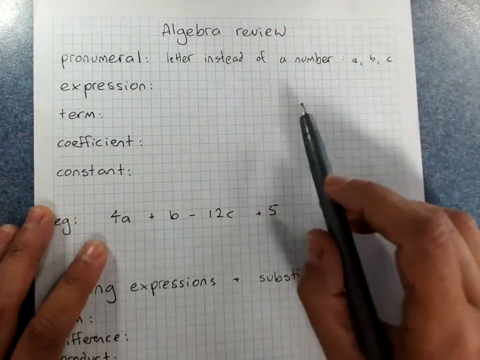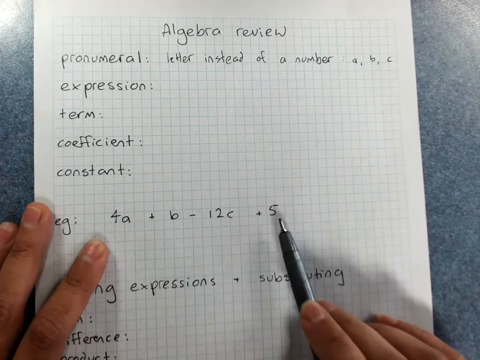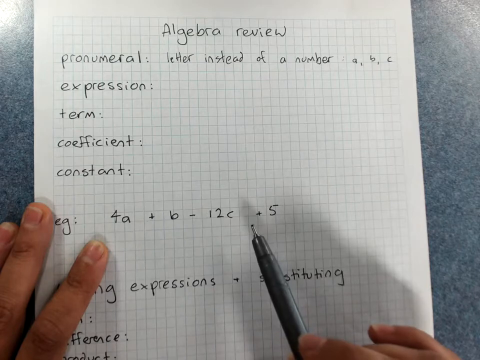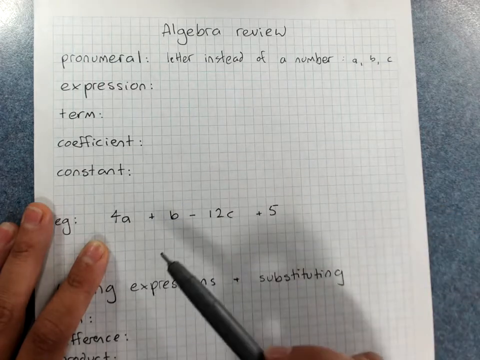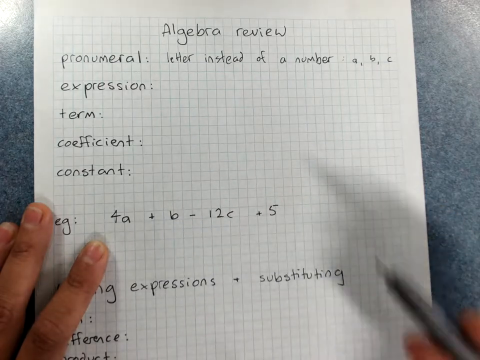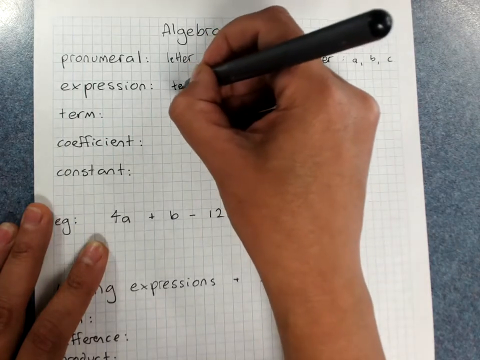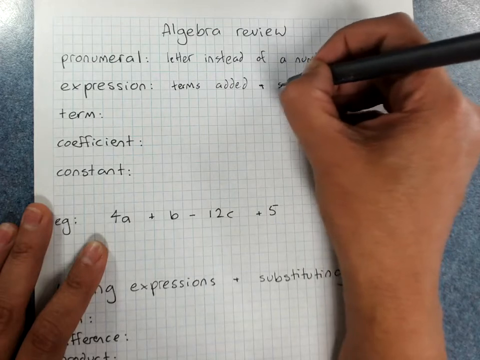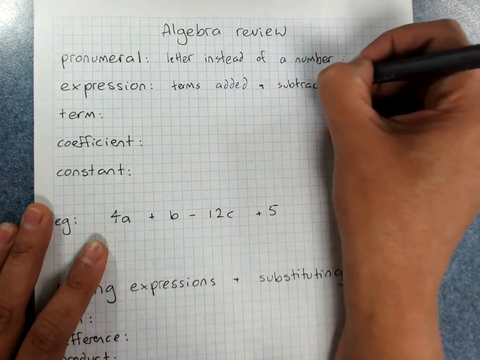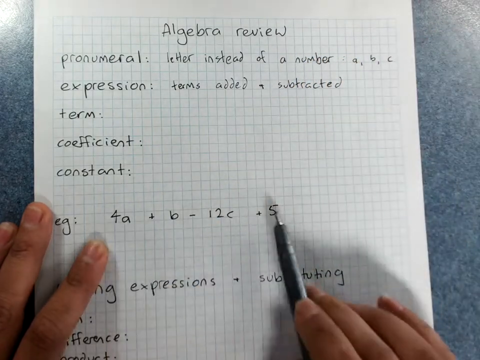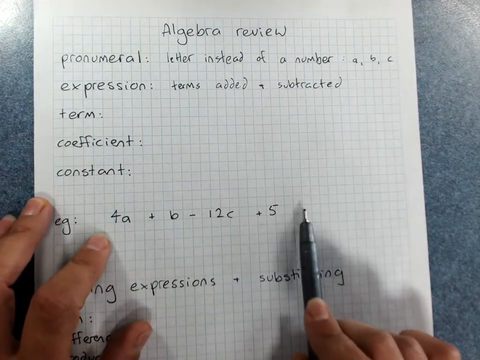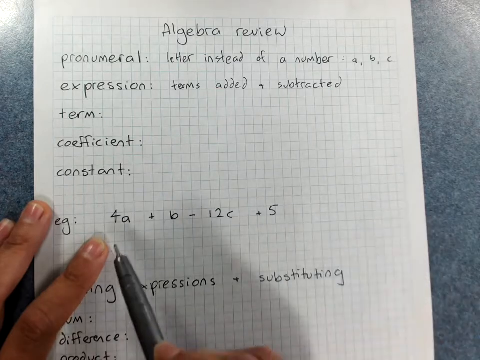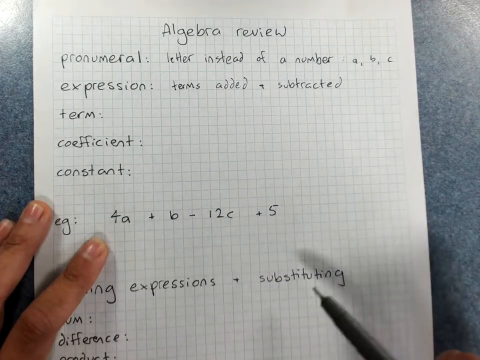An expression is like an algebraic sentence, a series of numbers and letters, or pronumerals, added and subtracted together. So this is an expression. If it had equals and something else on this side, it would turn into an equation. This whole thing is the expression.